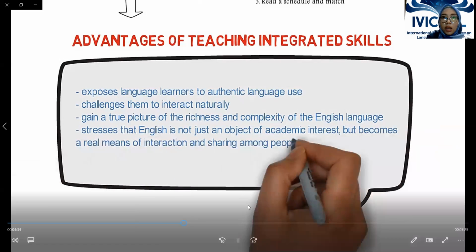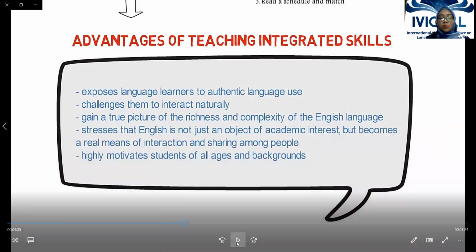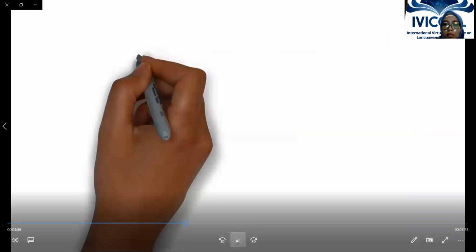Moreover, this approach stresses that English is not just an object of academic study, nor merely a key to passing examinations. Instead, English becomes a real means of interaction and sharing among people. Most importantly, the integrated skill approach, whether found in content-based or task-based language classrooms or some hybrid form, can be highly motivating to students of all ages and backgrounds. These are the advantages.